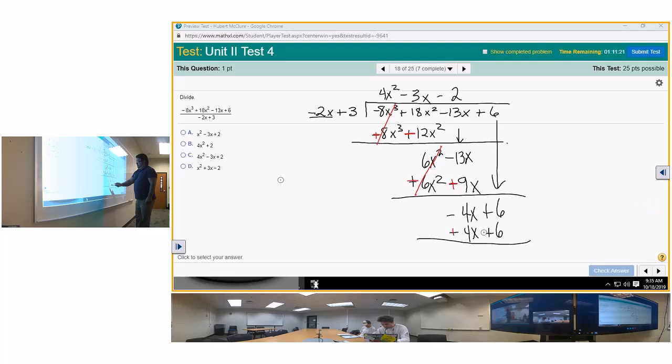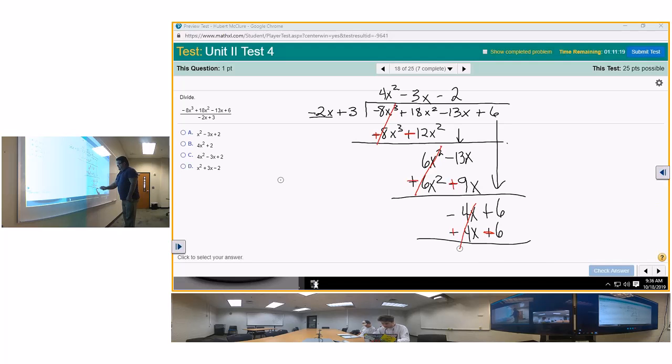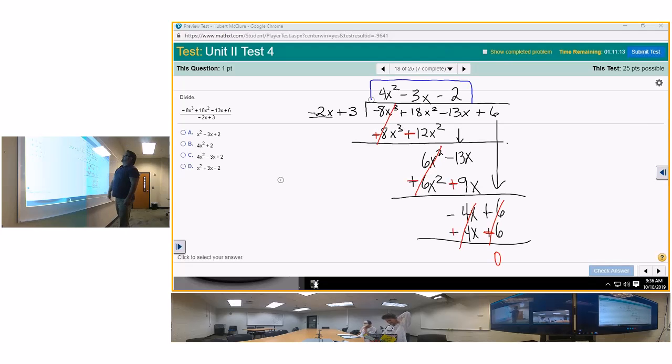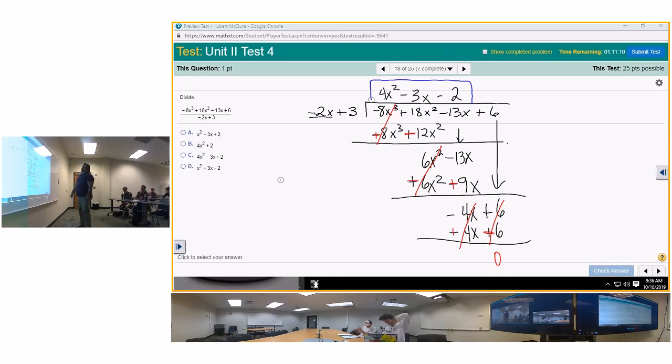Plus and minus, and that goes out, and that goes out. You have a 0 remainder. So your answer is 4x squared minus 3x minus 2.